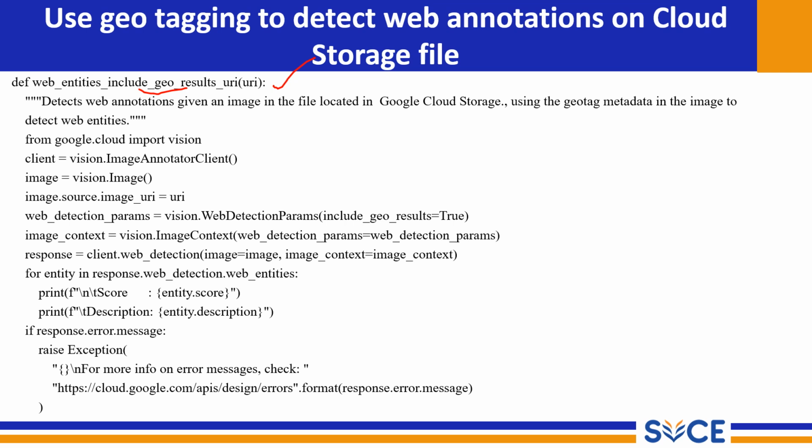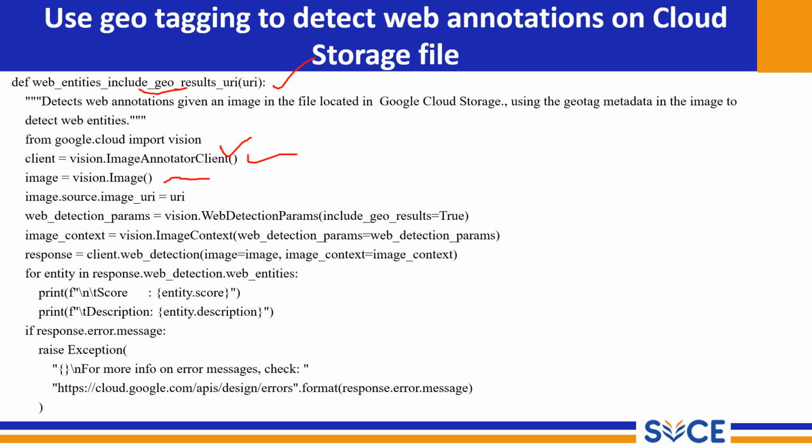Next, we are importing the Google Cloud Vision client, which is needed to interact with the Cloud Vision API. Next, we are initializing the API client. Here we create a client object that allows us to call Vision API methods like web detection. Next, we create an image object and set the source to the URI provided, which must be a file in Google Cloud Storage.